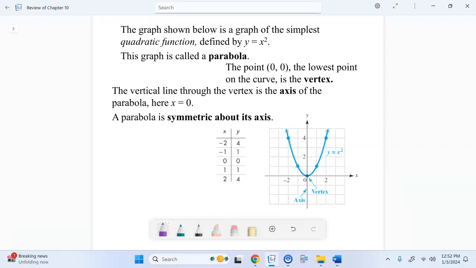So this should look familiar from the Chapter 10 notes. I just kind of copied it over. We have our basic quadratic graph, which forms the parabolic shape. We call that graph a parabola. Some of the most important parts that we're going to need to identify being the vertex, which is that minimum point, or if our parabola opens down, that's our maximum point.